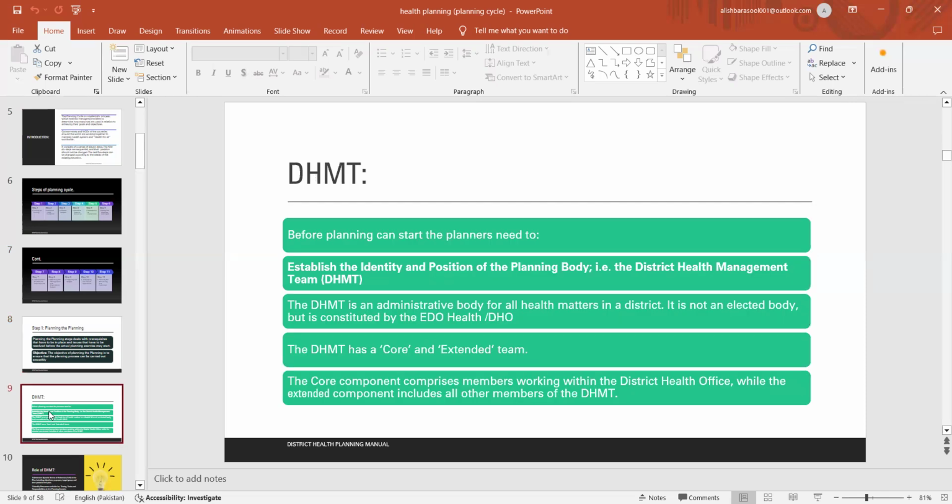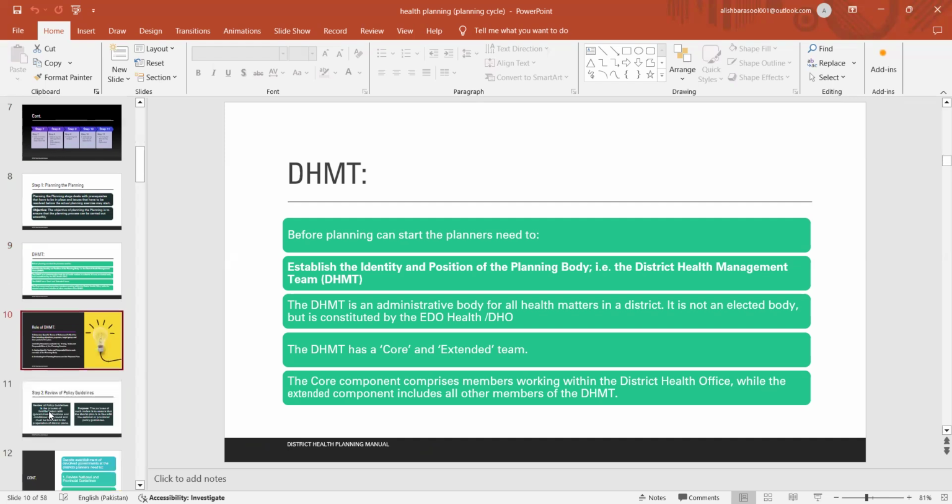District health management team. Before planning can start, the planners need to establish the identity and position of the planning body, that is the district health management team. The district health management team is an administrative body for all the health matters in the district. It is not an elected body, but it is constituted by the EDO Health and DHO. The district health management team has a core and extended team. The core component comprises members working within the district health office, while the extended component includes all members of the district health management team.